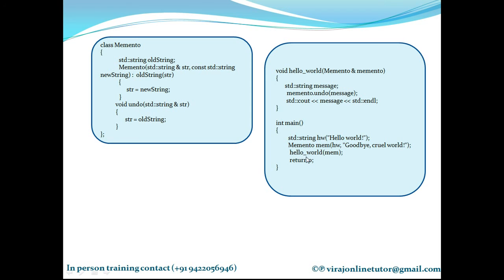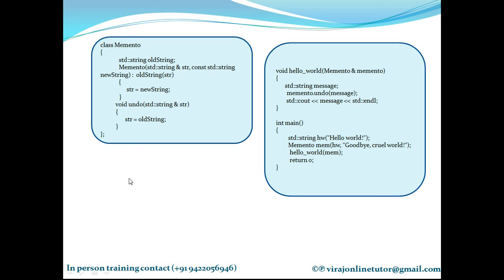Then I am calling the hello world function and I am passing a memento to that. I get a memento object here. I create a string here. Then on the memento that is passed here, I am calling undo and I am passing message to it by reference. So what does undo do? The old string of the memento contains hello world, right? It is passed to str, which is passed by reference. That means the old string containing hello world will be saved into message over here, and I am printing it, so hello world will be printed on the screen. So this is the undo operation.